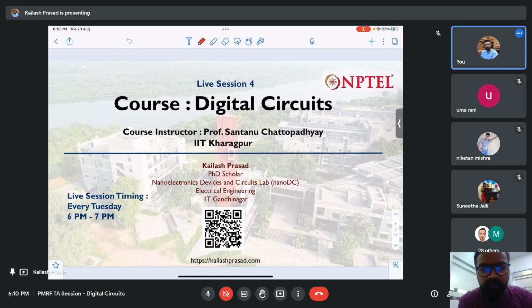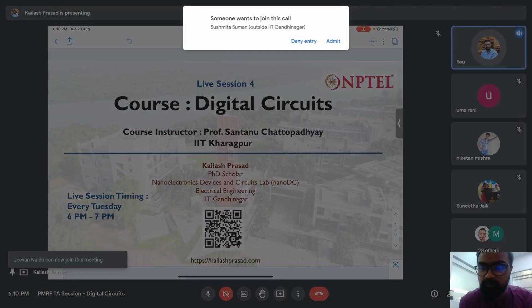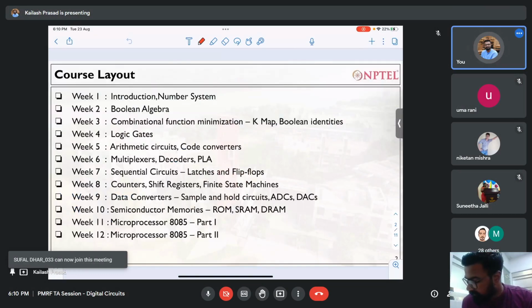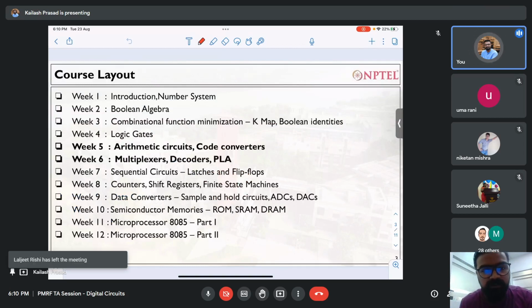In this session, our main goal is to discuss some of the concepts and some of the questions that will be helpful while doing your assignments, or in understanding the concepts of digital circuits. As of now, in the previous lectures we have discussed a couple of topics and questions, like introduction to number system, Boolean algebra, combinational function, minimization using K-map and Boolean identities. Along with that, we have also discussed various questions on logic gates in the last meeting, right?